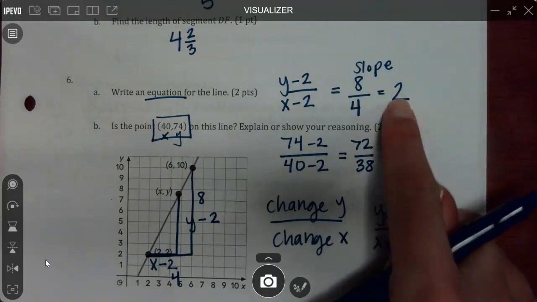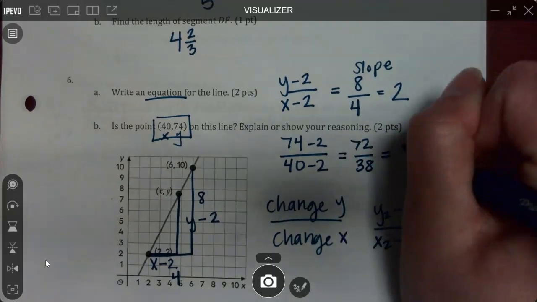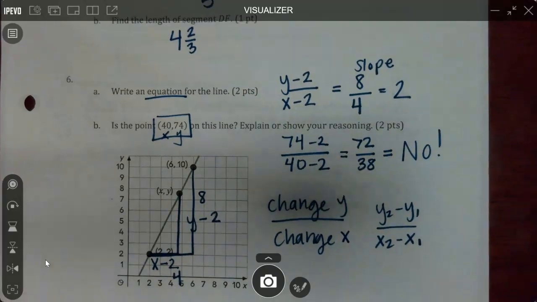So because this and this are not equal, your answer is no. It is not on that line. It does not have the same slope.